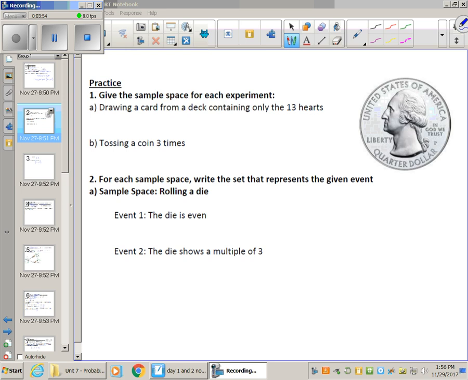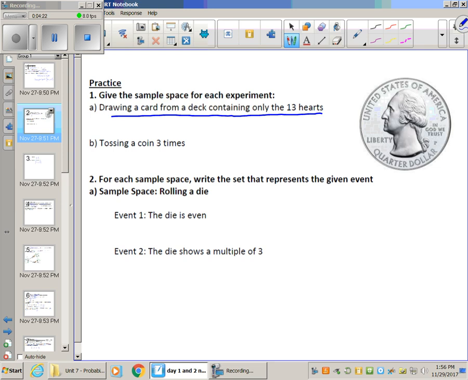All right, practice. Give a sample space for each experiment. So, drawing a card from a deck containing only the 13 hearts. Now, I know some people in here might not know anything about a deck of cards. Actually, a lot of our questions have to do with decks of cards and stuff like that. So I'll always give you all the outcomes in a deck of cards. I'll put that on the board for the test, so don't worry about that if you don't know it.